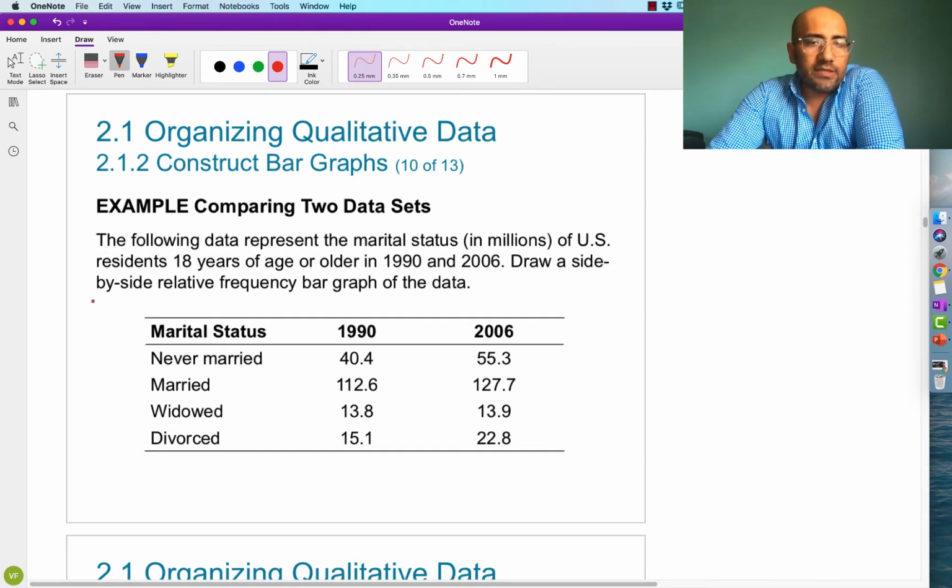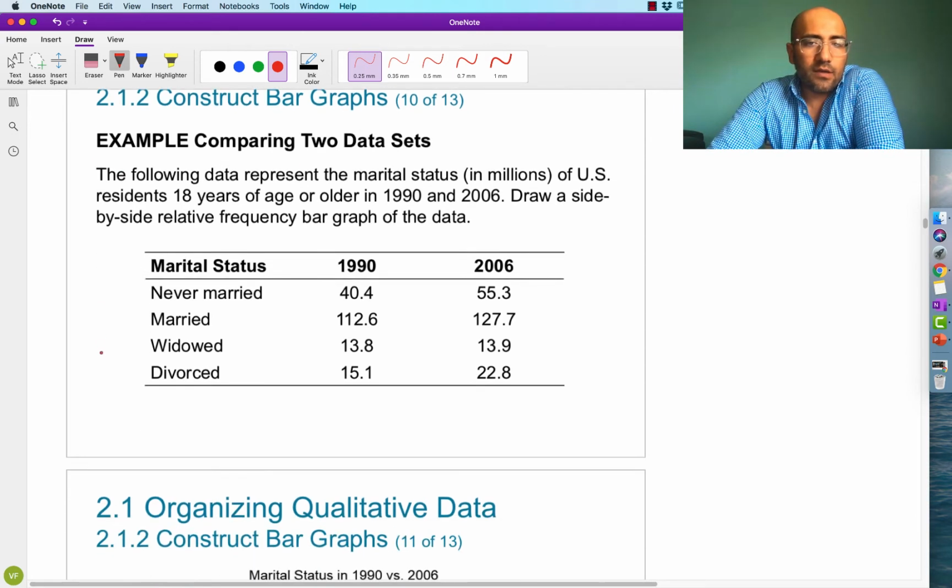The following data represents the marital status in millions of U.S. residents 18 years or older, 1990 to 2006. Draw the side-by-side relative frequency bar graph for each. So in 1990, 40.4 million people categorized themselves as never married, 112.6 million as married, 13.8 million as widowed, and 15.1 million as divorced. Okay, comparing that to 2006, we have these resulting values, in millions.